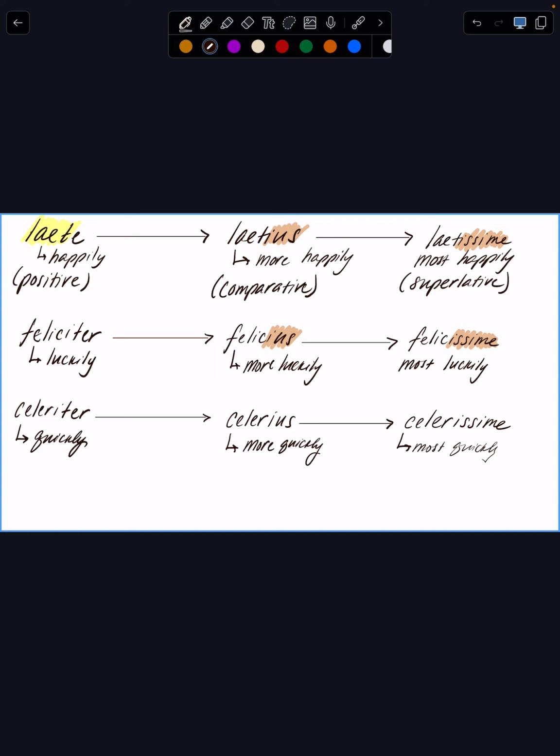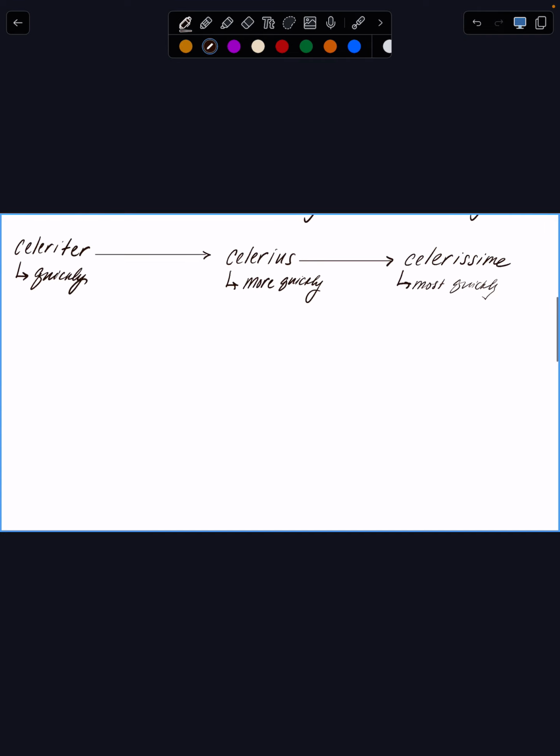All right, any questions on this, or are we okay with positive, comparative, superlative adverbs? Okay, let me just draw your attention to a couple irregulars. Saepe, often. Saepius is more often, although I don't know how often I've seen it, to be honest with you.